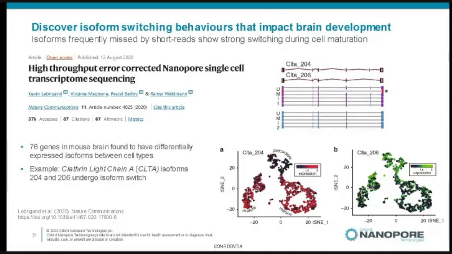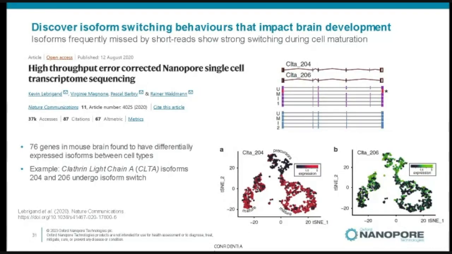In another study by Lebrigand, it showed that it's now possible to discover isoform switching behavior that impacts, for example, brain development. Here we are looking at the expression of two isoforms of the CLTA gene. If you look at the images here, you can see that the 206 isoform is dominantly expressed in the precursor neuronal cell. As these cells mature, they stop expressing the 206 isoform, and instead we observe an increase in the expression of the 204 isoform.